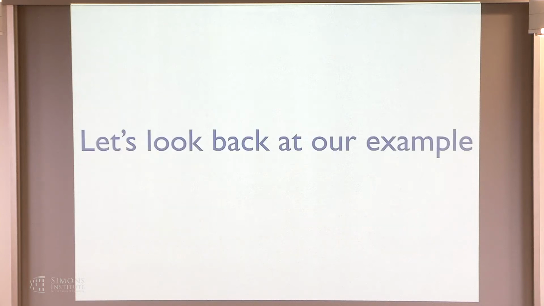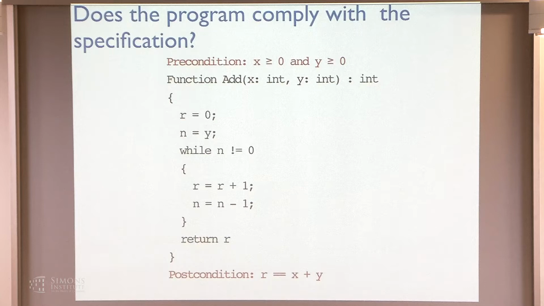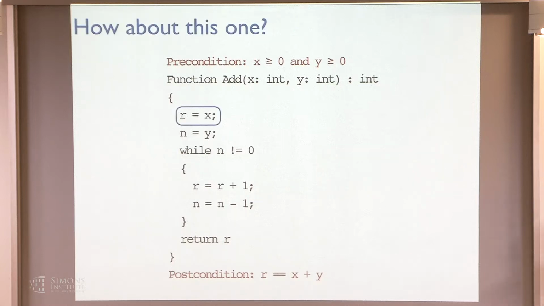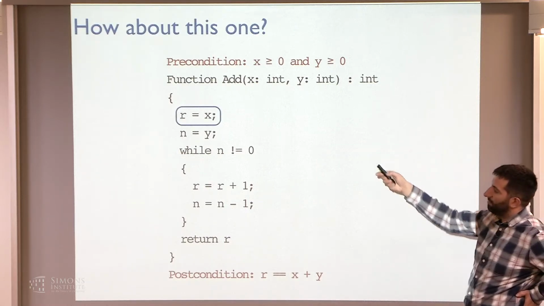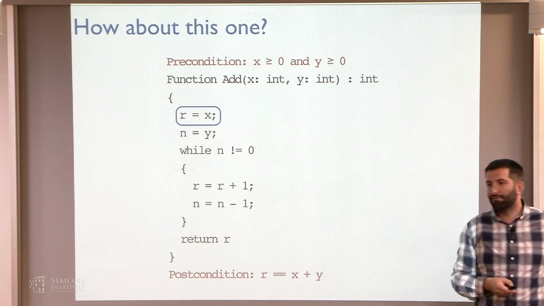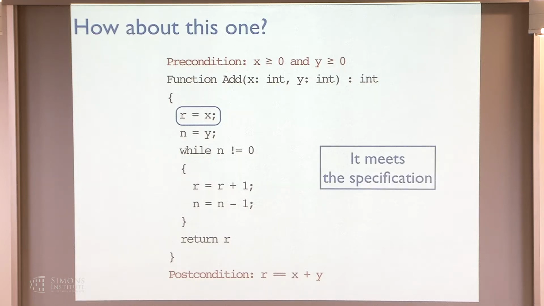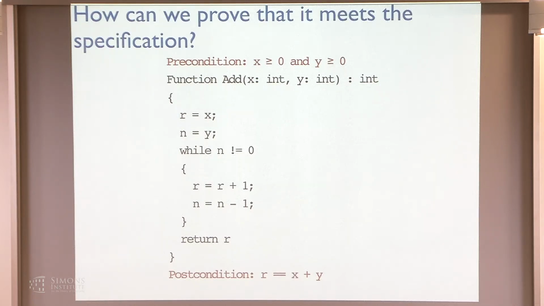So let's look back at the example that we started with, this one. We already saw that this failed to meet the specification. It was the example about addition. Now let's try to fix the program first. I just replace 0 with x. So now I'm pretty confident that this program computes addition, and so it meets the specification. Now, how can we prove that it meets the specification?